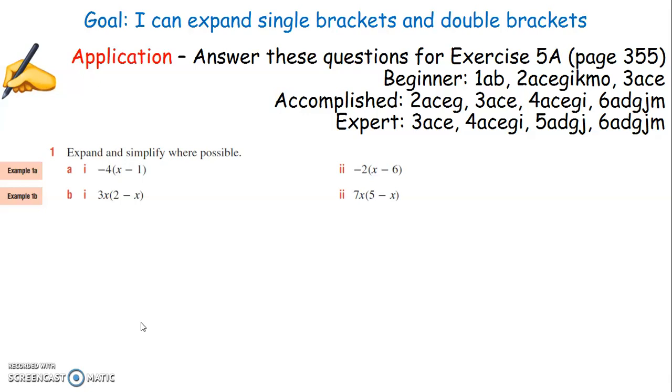Hi guys, in this video we are going through question 1 for exercise 5a. Now, even though this exercise is from the Year 10 textbook, the skills that we are using in this question is actually a Year 8 skill, which we have learned before, and that is expanding brackets. So let's just see this as revising how to use the skill.